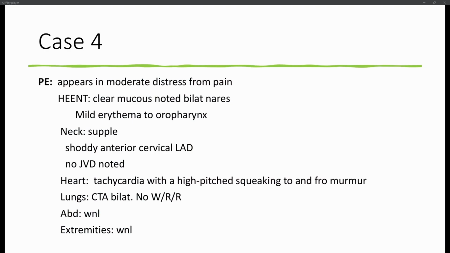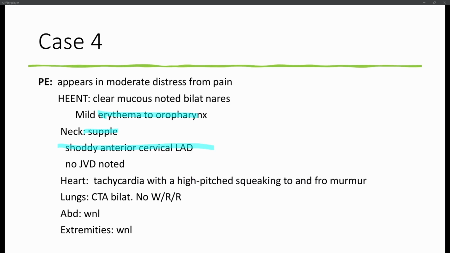Physical exam, moderate distress from pain. HENT, because she complained of illness in the weeks preceding this, so it goes under the history of present illness. That's why you want to check it, because it's close enough to why they're here today. Also, in your differential list, if you're thinking pericarditis, one of the clues is a recent illness. So it all relates to why they're here. So HENT is okay. Mild erythema to the pharynx and the throat. Neck is supple. Shotty anterior cervical lymphadenopathy.